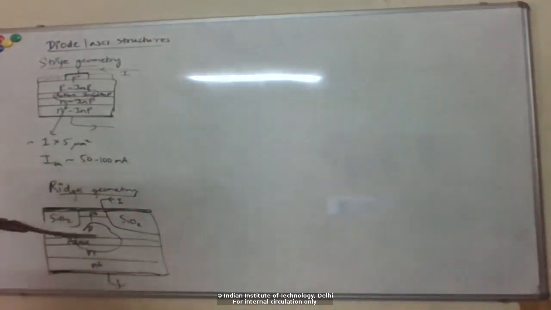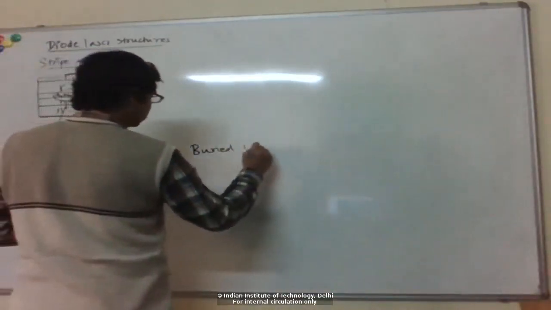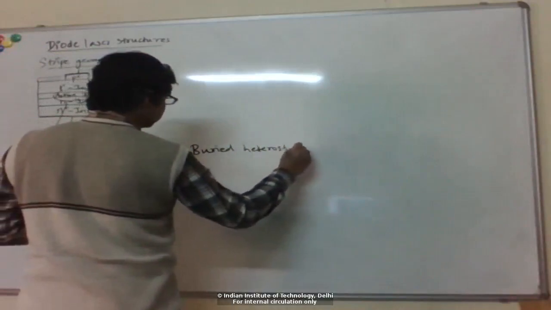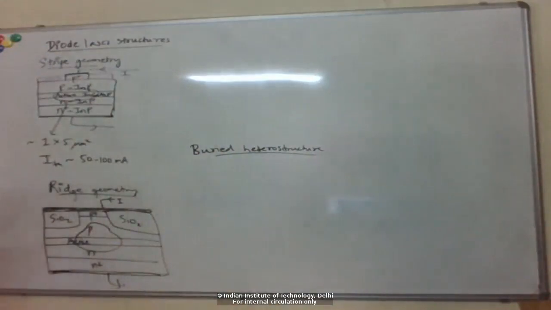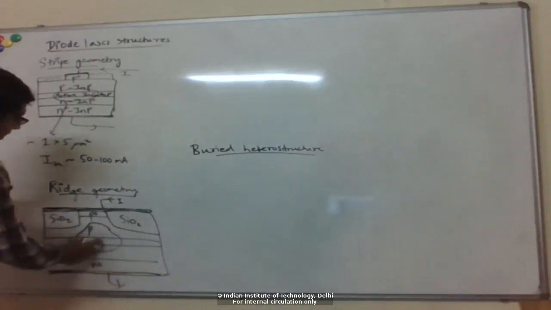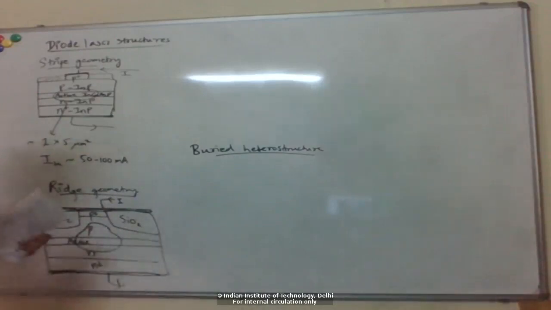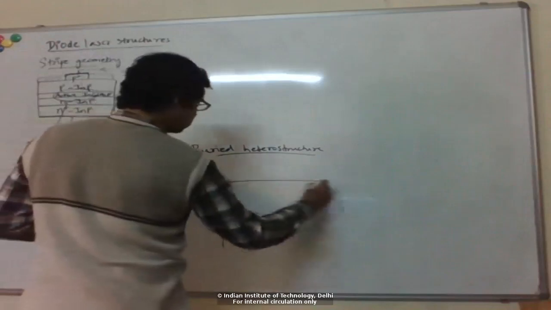One can do even better by going to what is known as a buried heterostructure geometry, where we basically etch into the active region as well. So we etch into the active region, and the active region only extends to a certain small width, not to the entire width of the device. So it looks something like this.